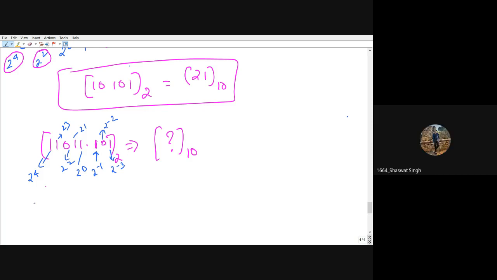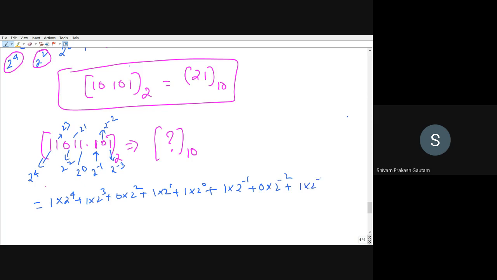Yes, sir. So now I will bifurcate this. 1 multiplied by 2 to the power 4 plus 1 multiplied by 2 to the power 3 plus 0 multiplied by 2 to the power 2 plus 1 multiplied by 2 to the power 1 plus 1 multiplied by 2 to the power 0, plus after the decimal, 1 multiplied by 2 to the power minus 1 plus 0 multiplied by 2 to the power minus 2 plus 1 multiplied by 2 to the power minus 3.